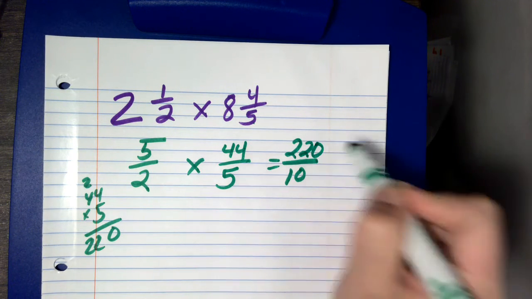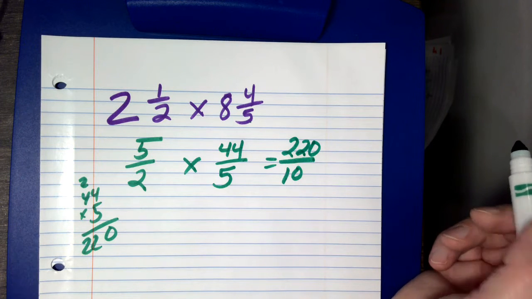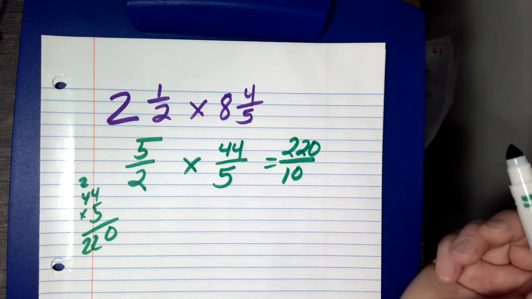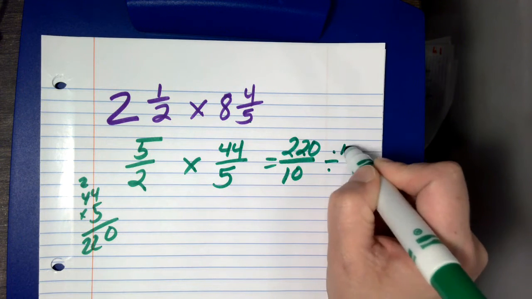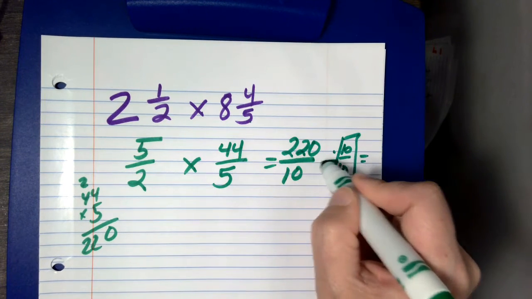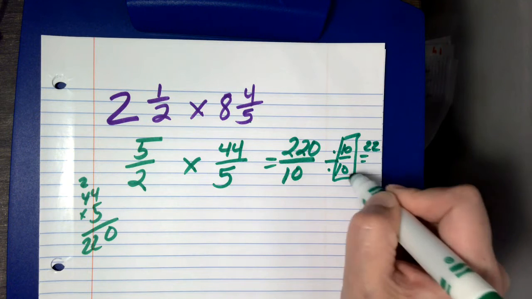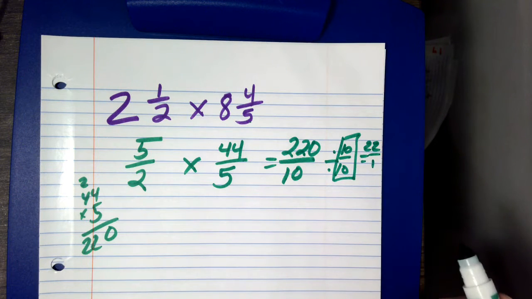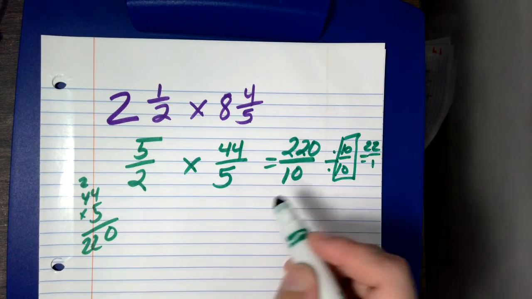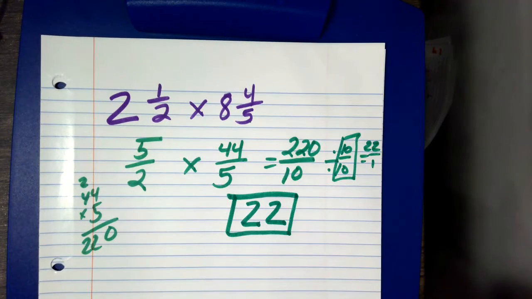So 2, 2, 0. Now, in the previous sessions, we've talked about divisibility rules. And I've noticed that each of these numbers end in 10. So if I divide by 10 over 10, 220 divided by 10 would give me 22. And 10 divided by 10 would give me 1. So it would give me a whole number of, straight up, 22.